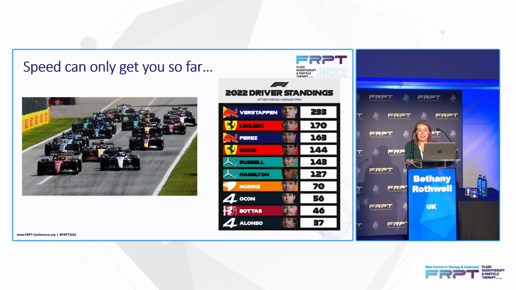And so that's kind of like flash, right? We need these high dose rates, sure, but once we're above a certain level, 40 gray per second, 100, whatever our threshold is, it's really these other effects, oxygen most consistently shown to have the influence. In this example, Max Verstappen and Sergio Perez both drive pretty much the same car. But Max Verstappen is what happens when you get your oxygen conditions right, and he is the winner.